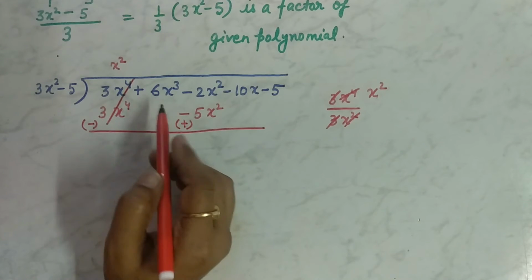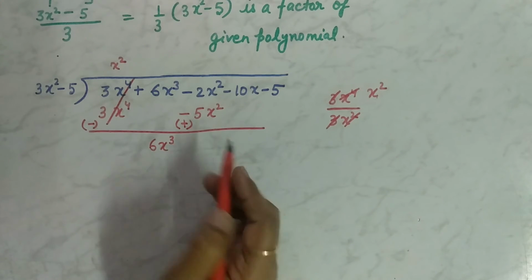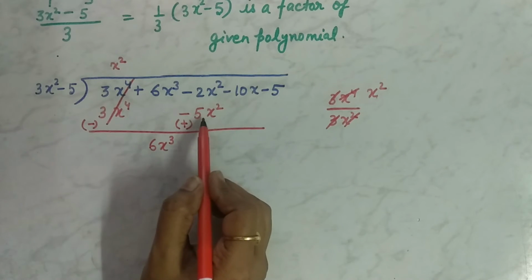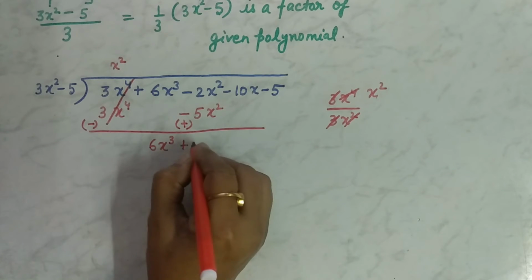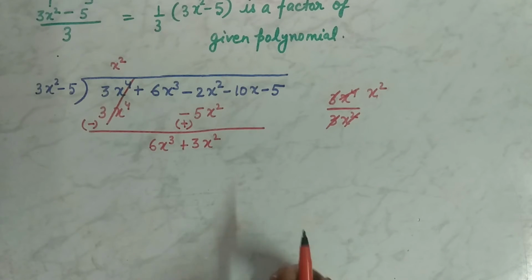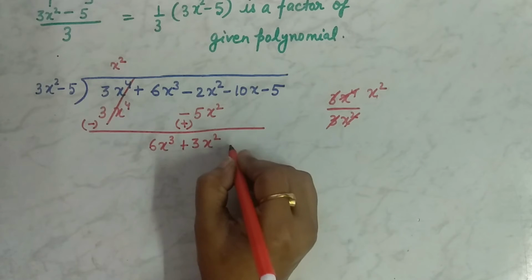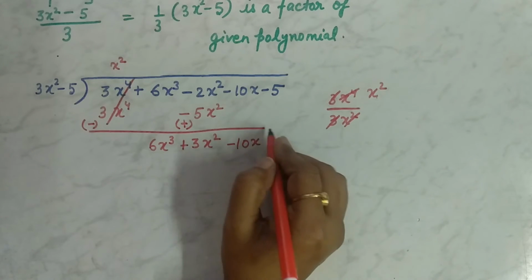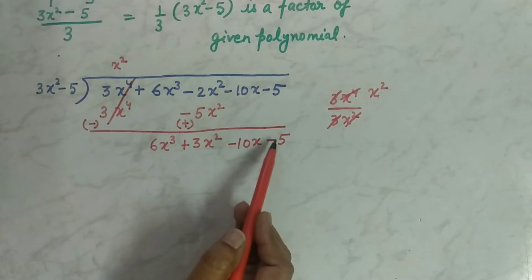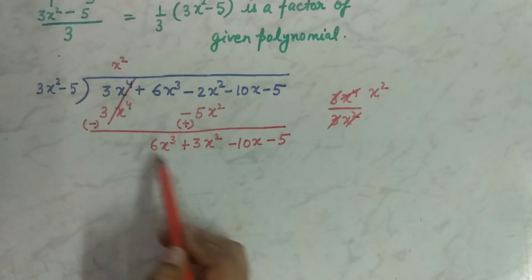This 6x cube will come down. So it will be 6x cube. Now this is minus 2x square and this is plus 5x square. So I will get plus 3x square. Okay. Now I write the other remaining terms. Those are minus 10x and minus 5. So this is our new dividend.